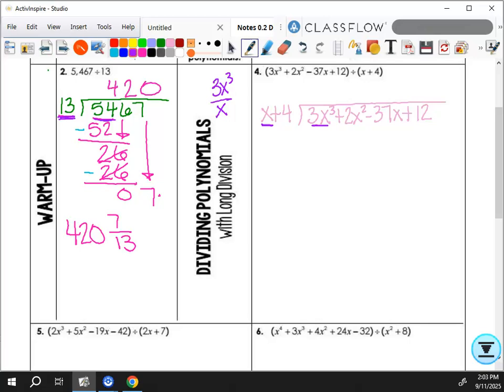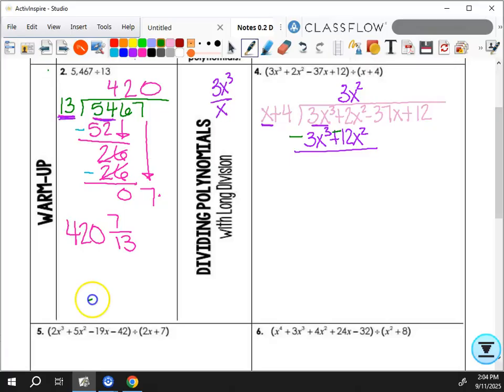So 3x cubed divided by x is going to give me what? 3x squared. Okay, so then I make sure I put it above my x squared term. Where you line this stuff up is very important for it to make sense to you and things to work out for you. Then I multiply it back. 3x squared times x is 3x cubed. 3x squared times 4, 12x squared. Then I change the signs on the second row, because sometimes they're negative.